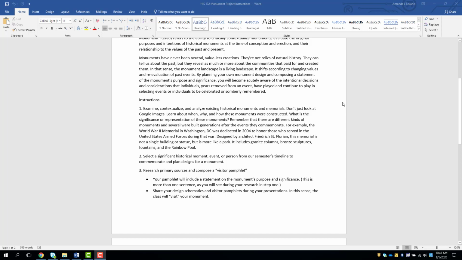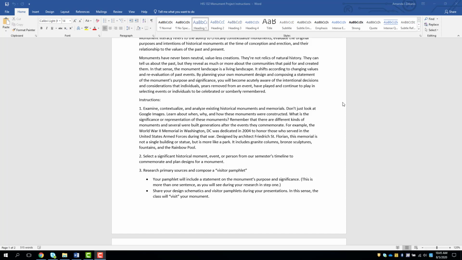Because remember, monuments and memorials are not natural history items, right? They're not like the Grand Canyon, that's a relic of natural history. It's this thing that was just naturally formed in the land, this beautiful, natural feature. It is a part of natural history. Monuments are not neutral creations. They're not natural creations. They can tell us about the past, but they can also reveal as much or more about the communities that paid for and created them.